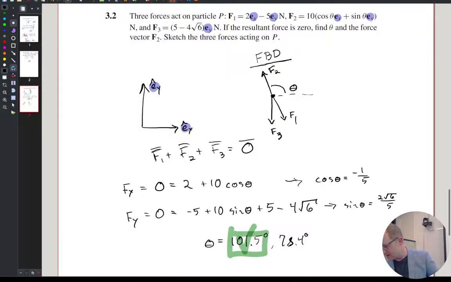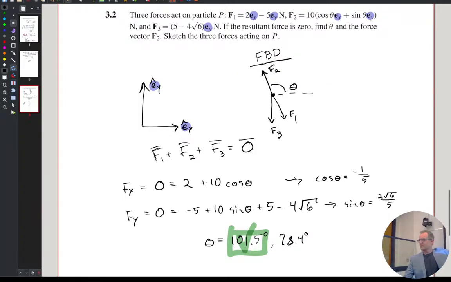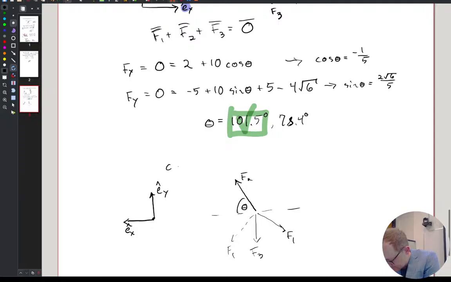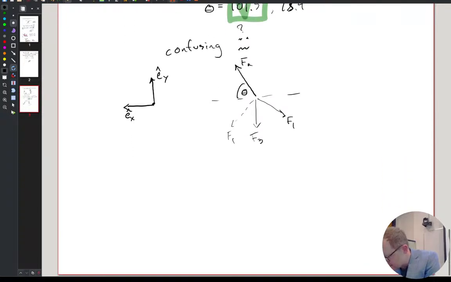My suggestion is always use the x-axis as your zero angle. There are cases where you don't have to do that, but for the most part, it helps to just say zero angle is x-axis. So it's confusing. It's technically not wrong, but a little confusing.